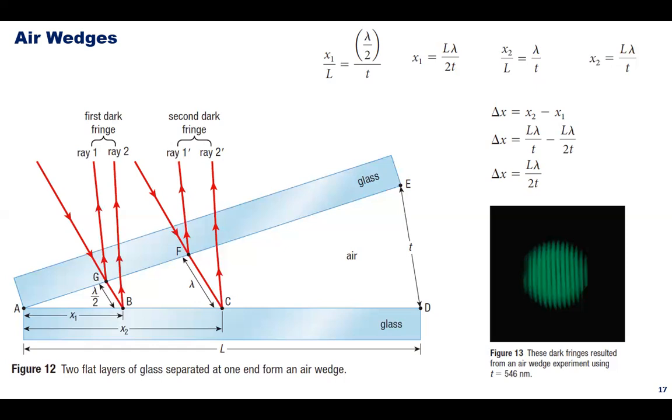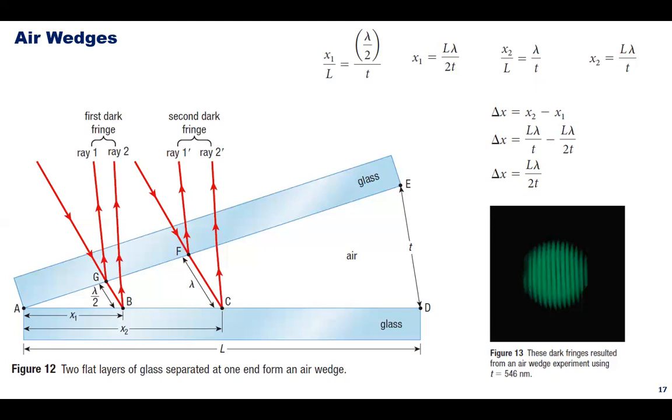To calculate the fringe pattern from t, lambda, and the length of the plate L, we need to determine the relative phase of waves reflecting from the bottom surface of the upper glass plate, for example point G in figure 12, and the upper surface of the bottom glass plate, for example point B in this figure. At point A, where the glass edges meet, the 180 degree phase change of just one reflecting wave leads to destructive interference and a dark fringe.